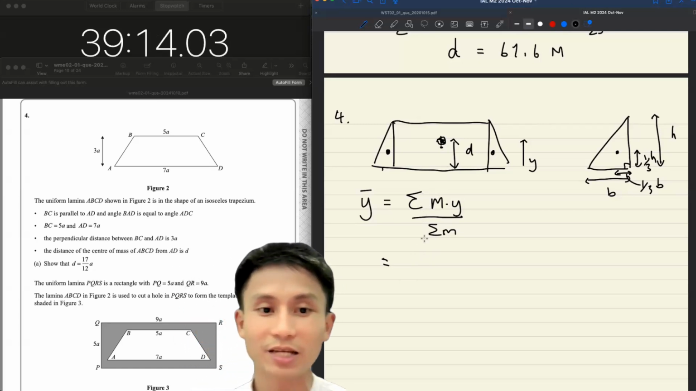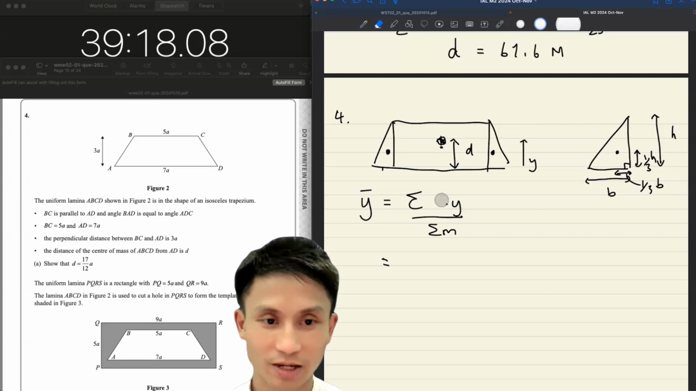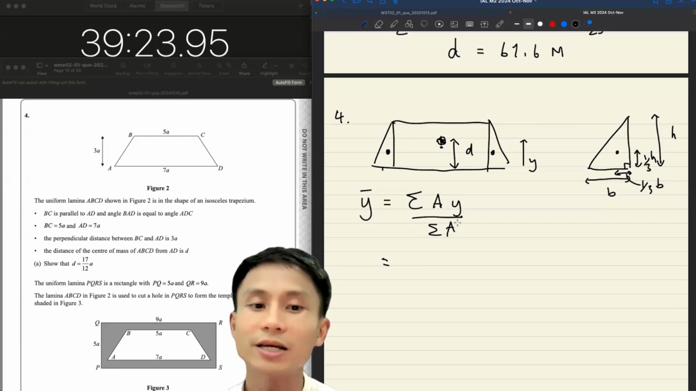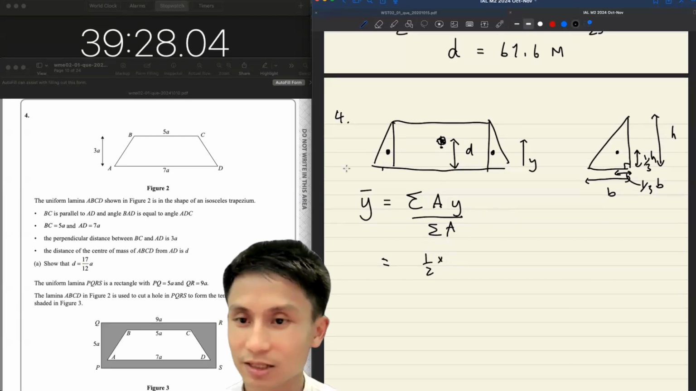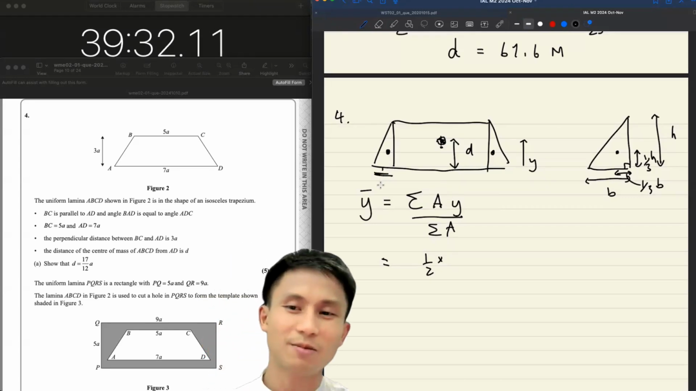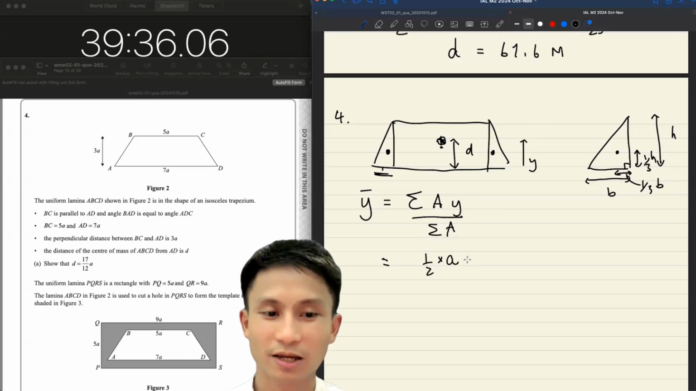And M in this case can be taken as area because we are dealing with a uniform lamina. So here I'm going to do area instead, and sum of area. The triangle area is 1/2 times the base. The base on this side is 7a minus 5a, so you get 2a, and 2a divided by 2 gives just 1a. That's the base, and the height is 3a.